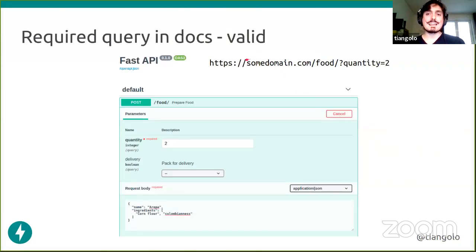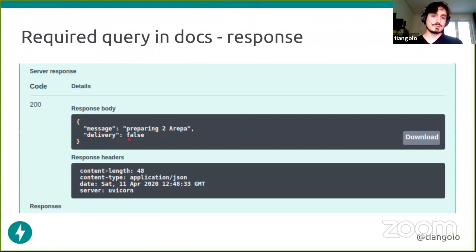Now, if we send valid data, so this quantity is a query parameter, so it will go here after the question mark, quantity equals, and then this has to be an integer. If we pass valid data here, then we're going to receive the actual response, referring to arepas. Delivery was by default false, so this is just false. This is what we were returning in our code.